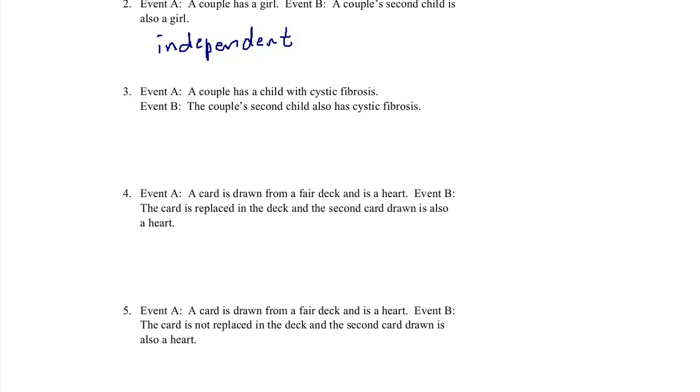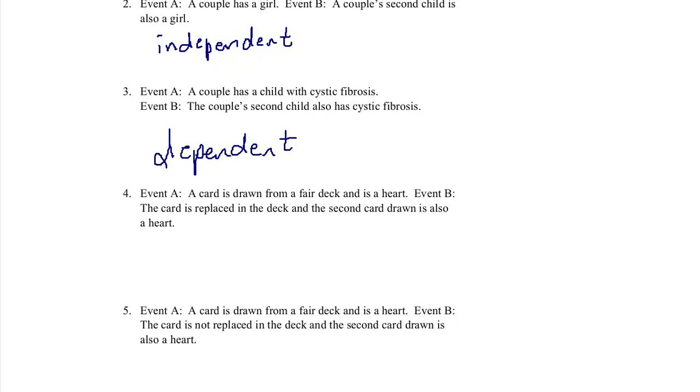We know you're carriers. So that probability, before you had the child, was small because you were just two random people. The probability you were both carriers was very small. Once you know you're both carriers, you have more information, and the probability that your second child has cystic fibrosis is much higher. These two events are dependent. Knowing your first child has cystic fibrosis changes the probability for the second child.